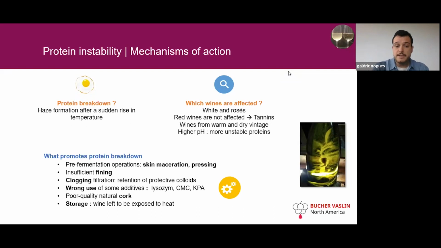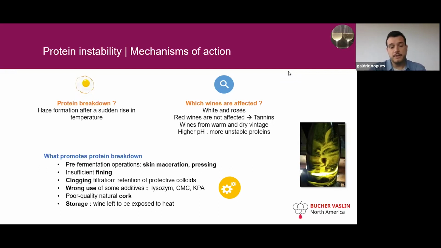As well, the CMC, which we are going to speak about in a few minutes, the KPA and the lysozyme are additives that are very important to use in the right way. There are a lot of recommendations for use that we need to respect, because if you don't, you practically make sure you will have a protein breakdown. So it's very important to be careful when you use this type of products, which are very efficient, but can be connected to protein breakdown if you don't use them the right way. So we'll see that a bit later in the presentation.